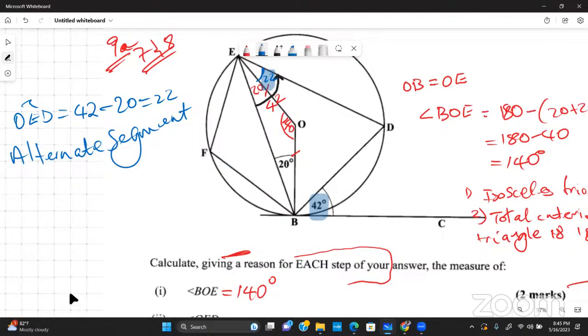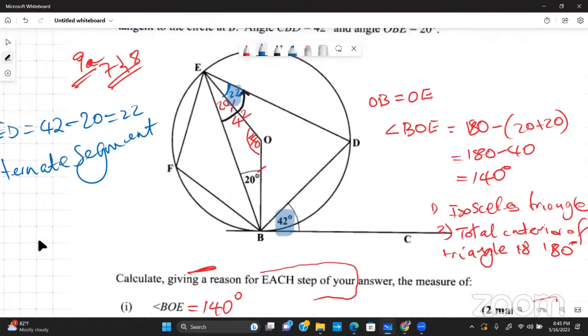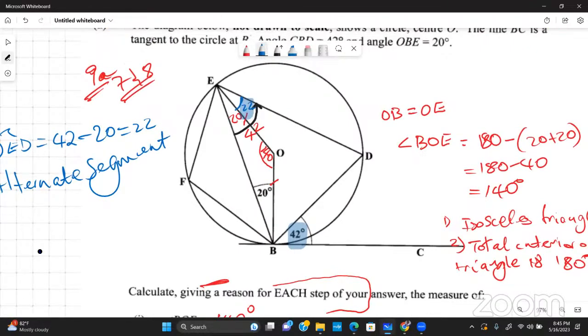There goes. Almost done. Last question now for the night. So this is 22. BFE. BFE.